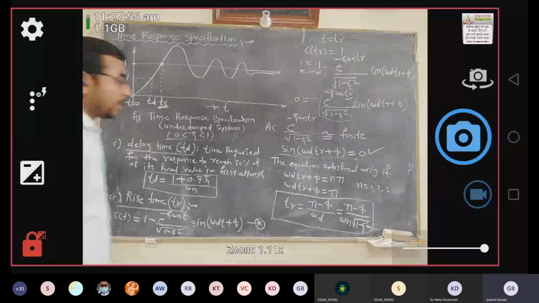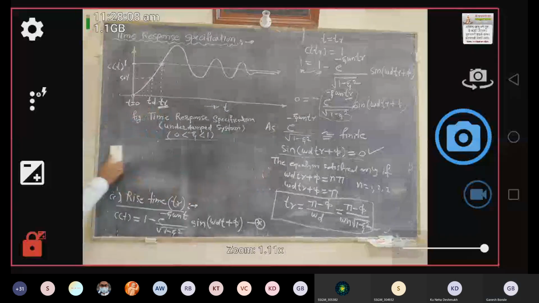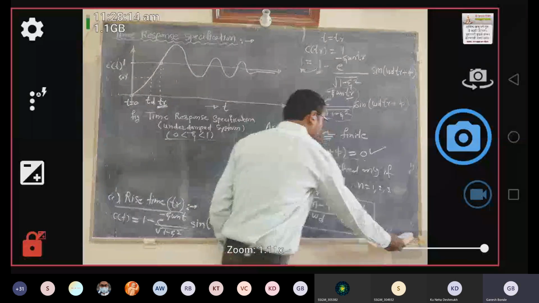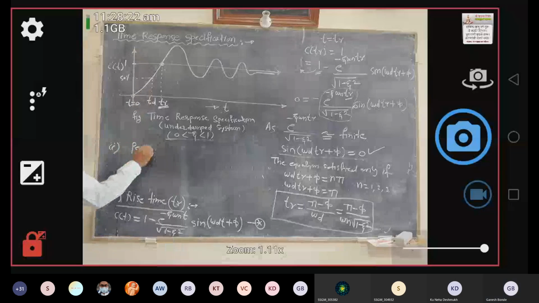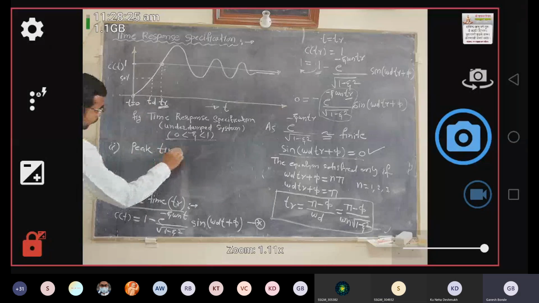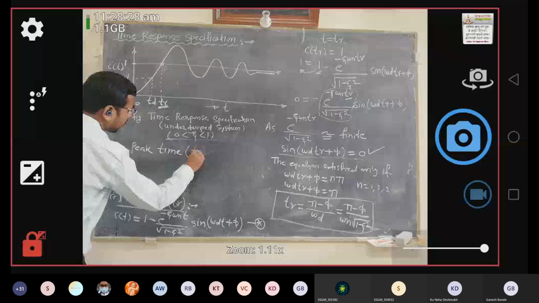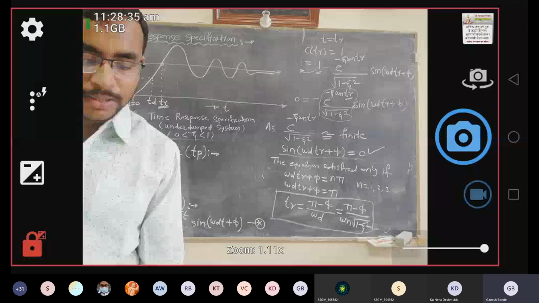So this is the first time response specification. Have you understood it? Please note this down. Now we are going to discuss the second time response specification, that is peak time TP. The second time response specification is peak time, and it is denoted by TP. Here we are going to locate this peak time TP in the time response.